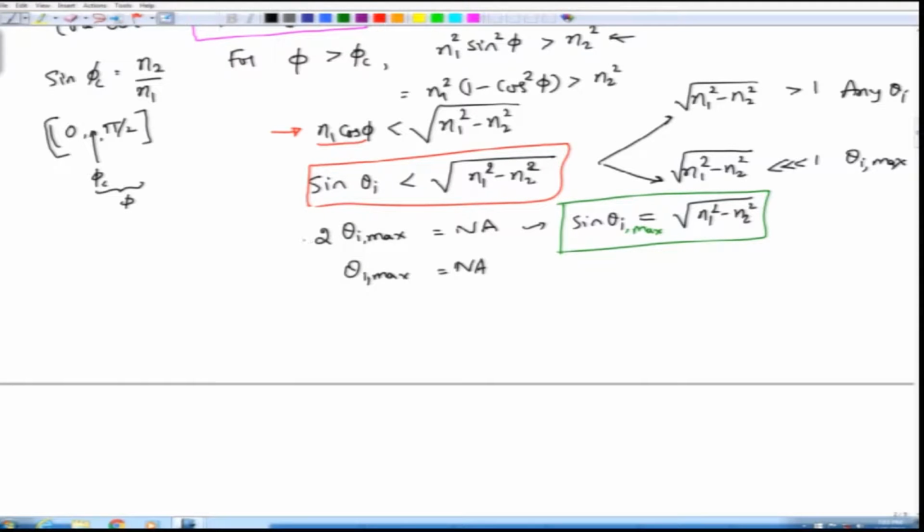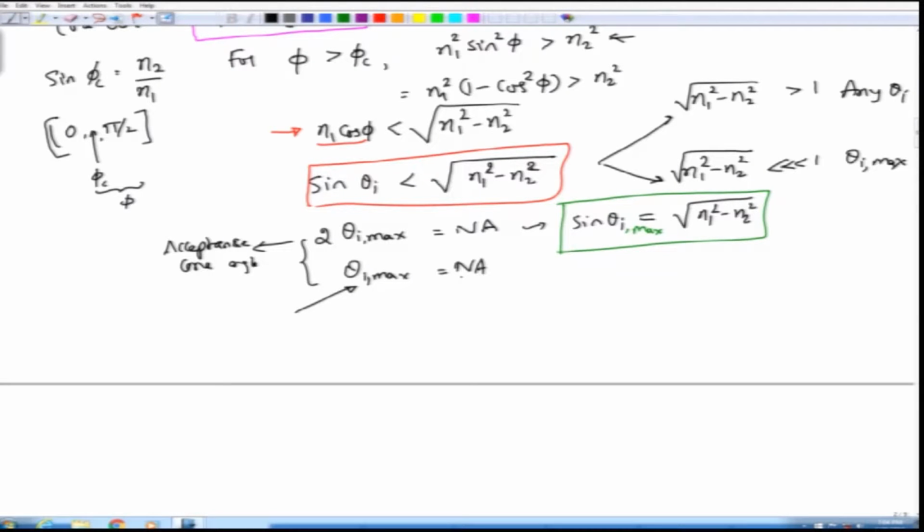So, we will assume that theta I max is equal to numerical aperture and call this 2 theta I max the acceptance cone angle. Just to give you the idea of a cone, we will call this the acceptance cone angle, whereas theta I max we will call the numerical aperture.